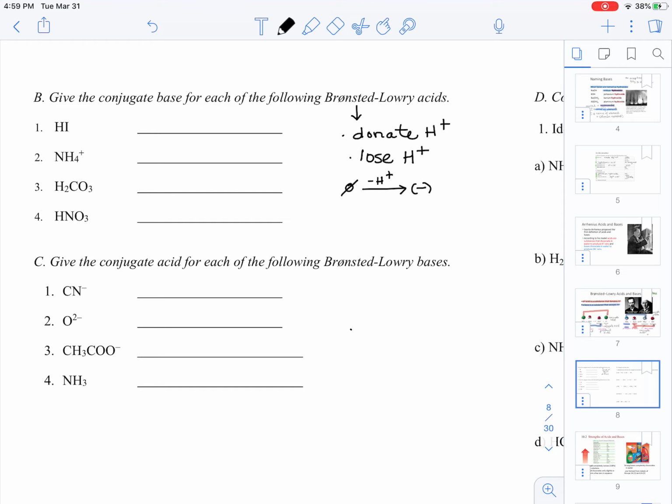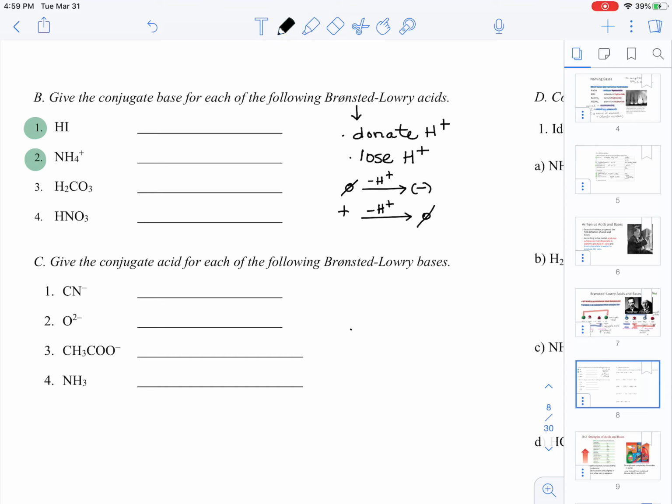If you have a molecule that has a positive charge and it loses an H plus, that means that its overall charge is going to go to 0. Okay? So, if you have a molecule, that's pretty much what we have over there. So, I'm going to do, as an example, number 1 and number 2 for Part B.